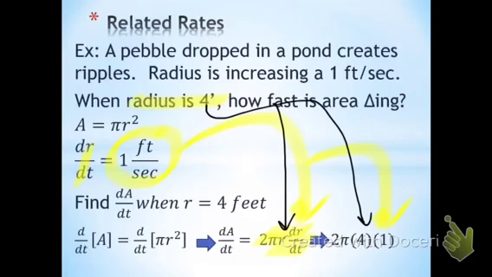Then it becomes simple math. We're talking about 2 times pi times 4 times 1. Our area is increasing at a rate of 8 pi feet per second at the point in time when the radius is 4 foot wide. That's the point of related rates. To be able to use one information you know to find how fast the other ones are changing.